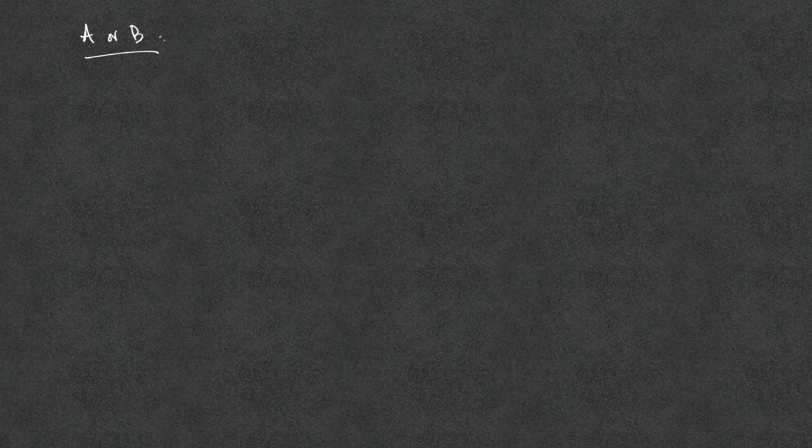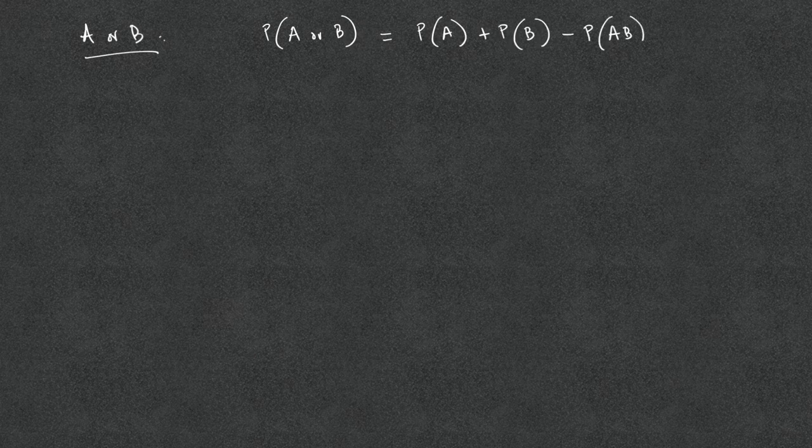We now look at some examples of the probability of A or B. The probability of A or B uses the addition rule. This is the general addition rule: P of A or B equals P of A plus P of B minus P of A and B. Notice that if A and B are mutually exclusive or disjoint, then P of A and B is 0.